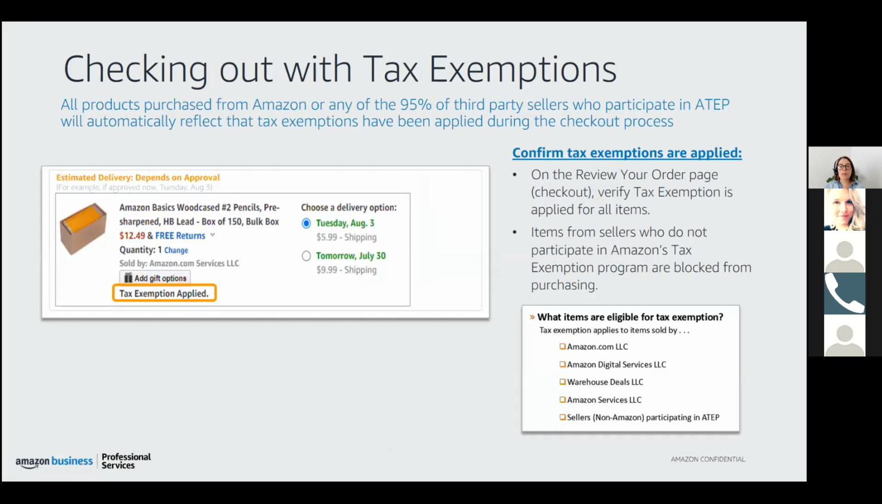We also have tax exemptions enabled on your account. So all products purchased from Amazon, or about 95% of our third-party sellers, participate in the Amazon tax exemption program, and this will automatically reflect at the checkout process. So as you go to review your order on the checkout page, you'll see that the tax exemption is applied. Items from sellers who do not participate in this program have been blocked, so you should never have a purchase that does not have a tax exemption applied.